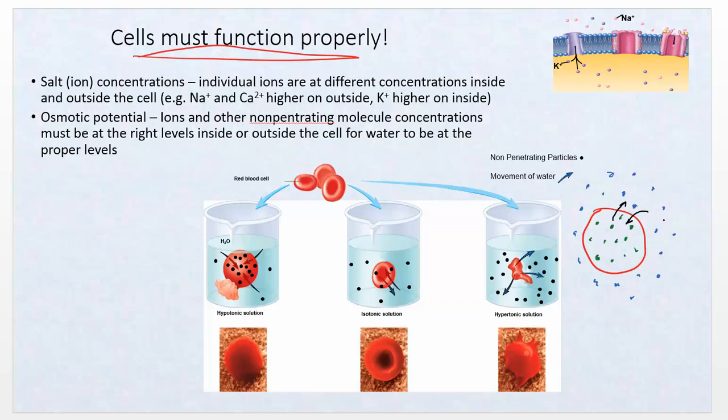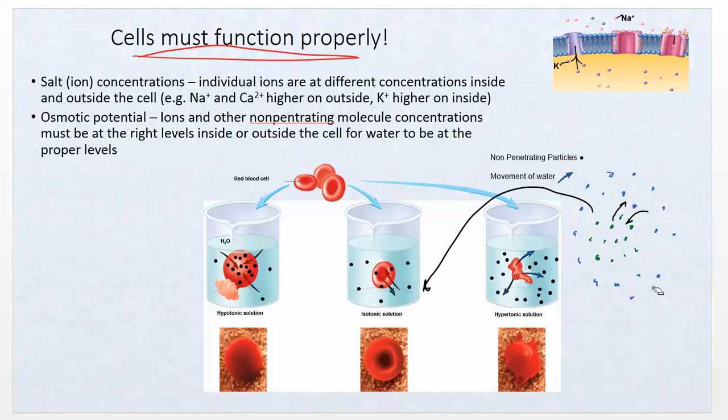Well, since the concentration is the same inside and out, that means roughly as much water that goes in is going to move out, and the cell is going to be just fine. And we say that in this particular case, the cell is in an isotonic environment. The concentration inside and out is the same.